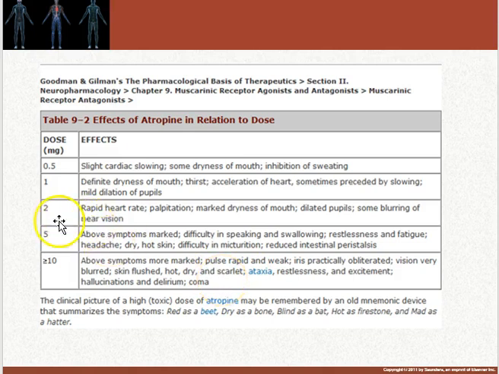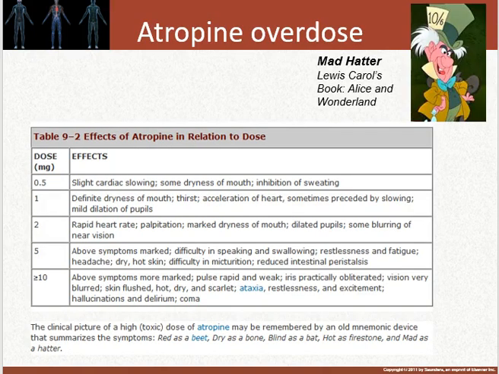But look at 2 milligrams, and here you can see an increase in heart rate. You can see marked dryness of mouth, dilated pupils, vision problems, altered peristalsis, at 5 milligrams. And so the effects of atropine are pretty potent. One of the ways that we can remember all of these systemic effects of atropine overdose is by relating a really cool mnemonic device.